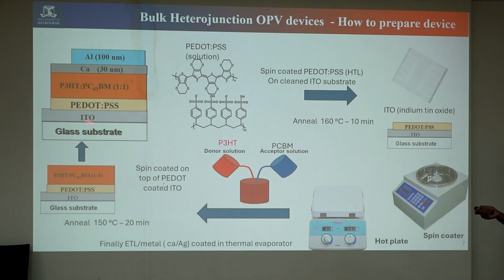Okay, so the ITO together with the PEDOT has a high work function, around 5.2. This is 5.2, and for the LUMO level, calcium is around 2.8, 2.5. The difference is very high. That's why it gives a good built-in potential and the charges get separated out. Okay, so we coat this PEDOT:PSS on top of ITO.